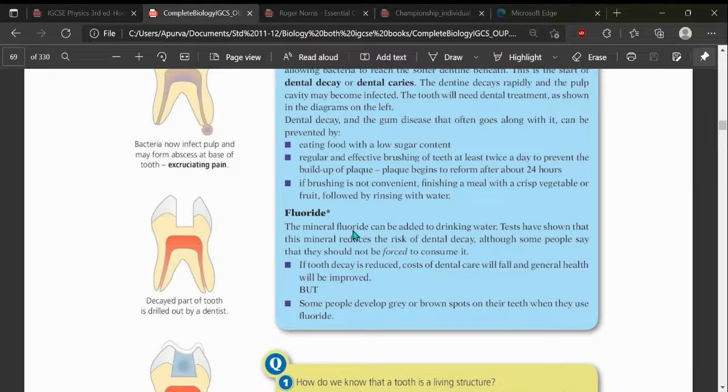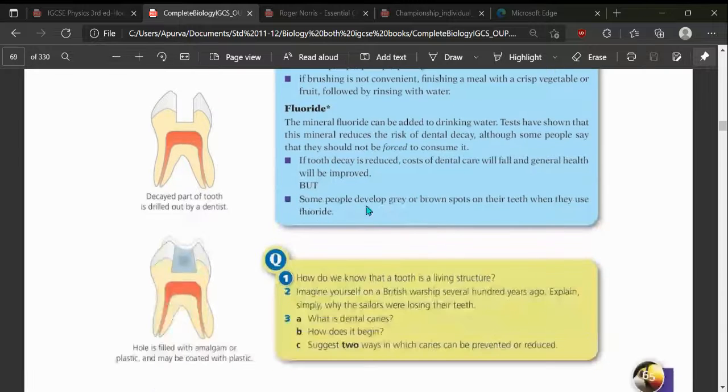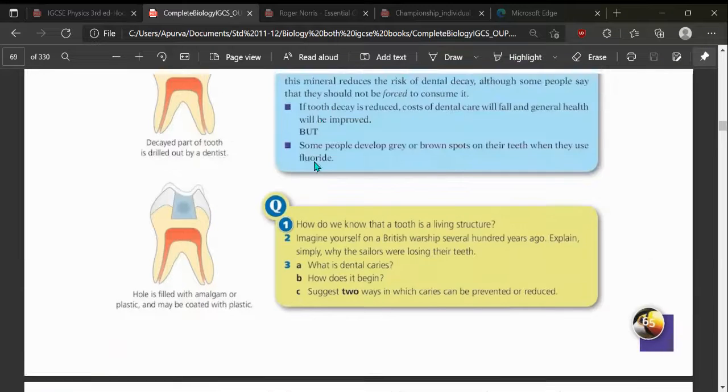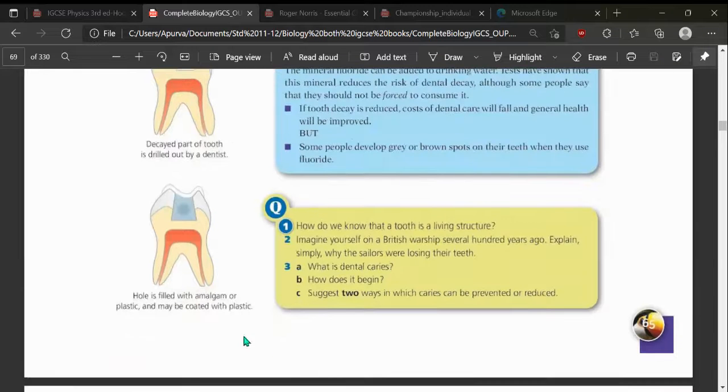The mineral flow. This is about fluoride now. The mineral fluoride can be added to drinking water. What fluoride does is reduce the risk of dental decay. But some people develop gray or brown spots on their teeth when they use fluorides. Now, let us answer the questions over here.